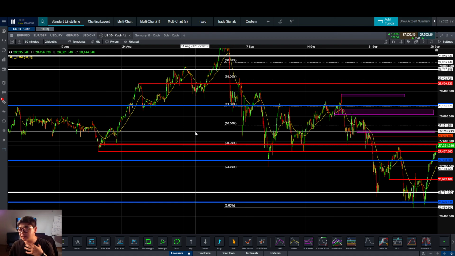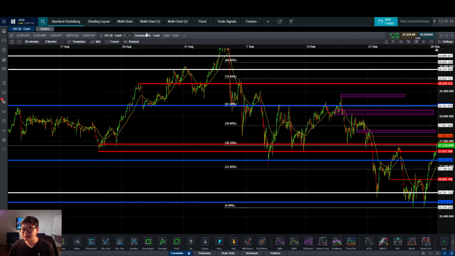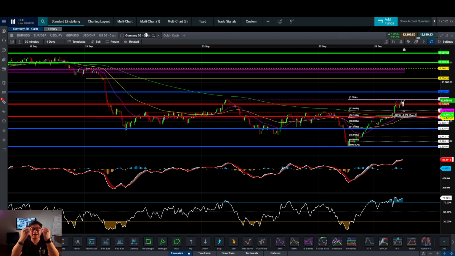Okay, so we expect it to go up. Both markets, we expect it to go up, but only take a trade when it makes sense. Always take the trade when it makes sense.